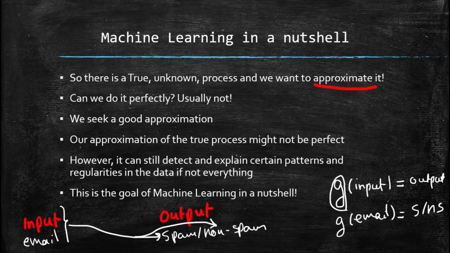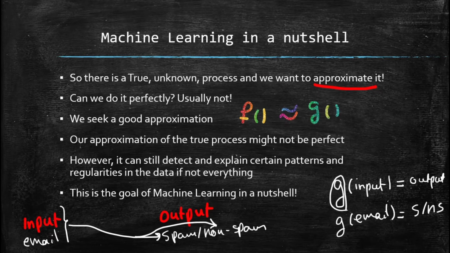Now, can we do it perfectly? Usually not. Most of the time not. But we are looking for a good approximation of this true process. So let me denote my approximation as f. f is an approximation of my true function, of my true process.